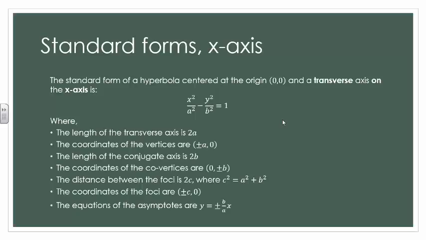So the standard form of a hyperbola centered at the origin with its transverse axis on the x-axis is x squared over a squared minus y squared over b squared equals 1.